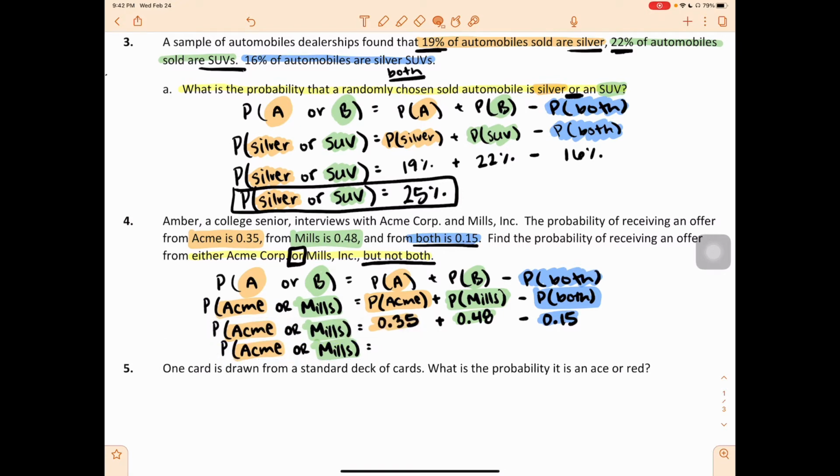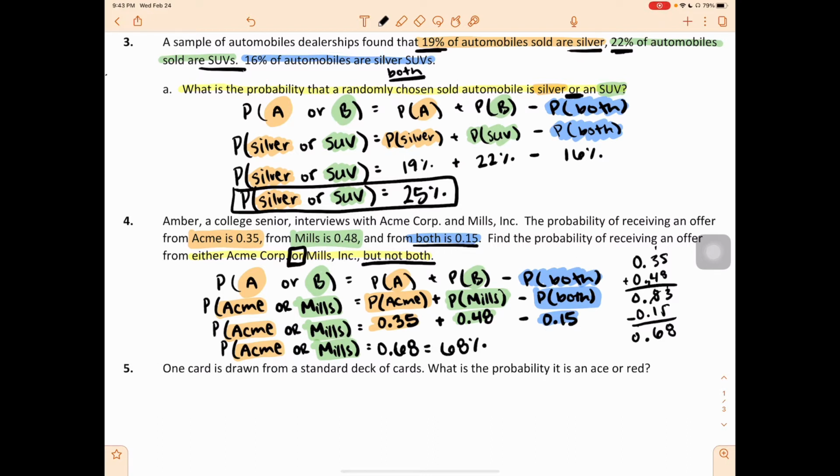All right, so if we were to add those together, we have 35 hundredths plus 48 hundredths, 83 hundredths minus 15 hundredths. 13 minus 5 is 8, so we have 68 hundredths, which we can also rewrite as a percentage.